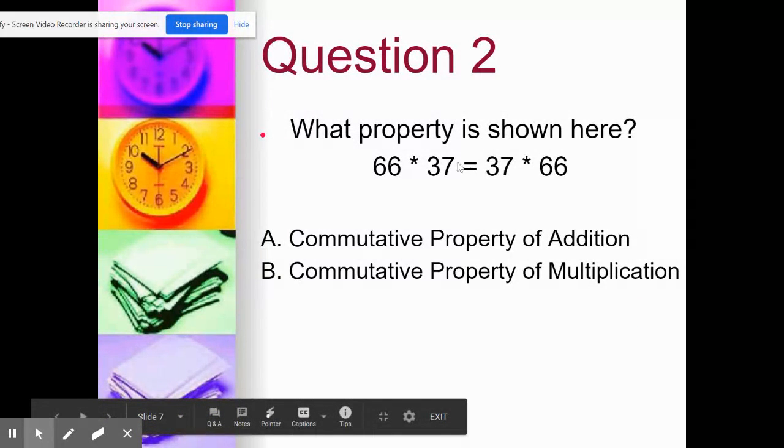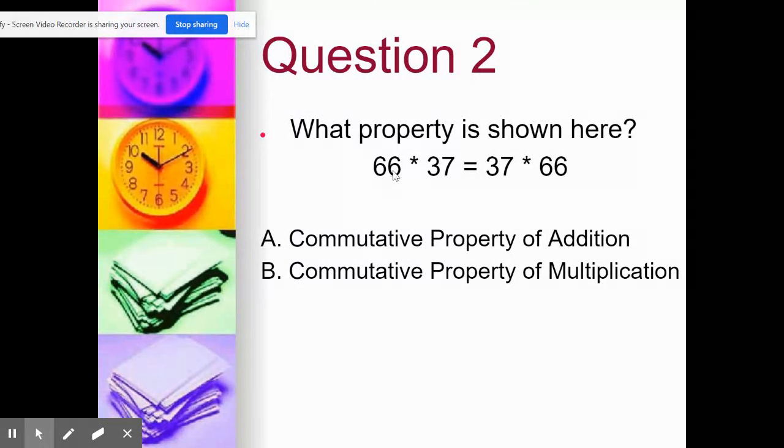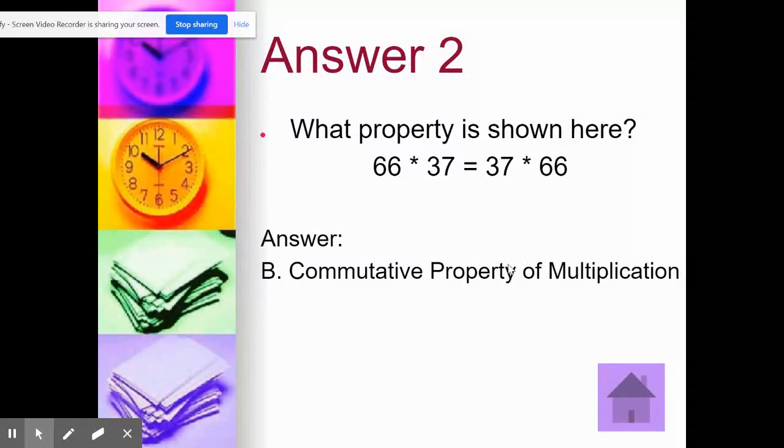Okay, well, what about this one? Commutative, what did they do? They switched the numbers, 66 times 37 or 37 times 66, same thing. And the star also means multiplication, so this is the commutative property of multiplication.